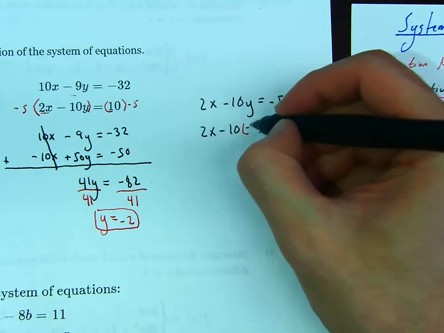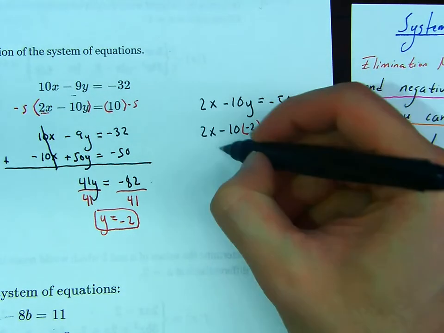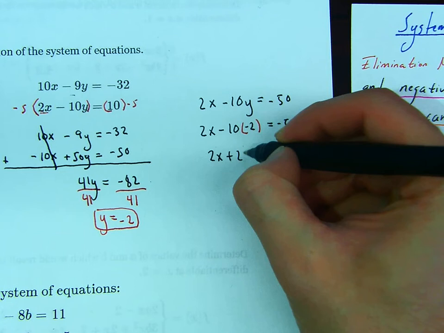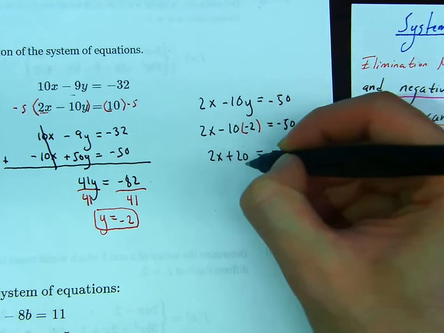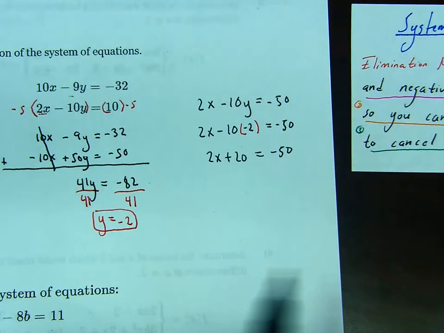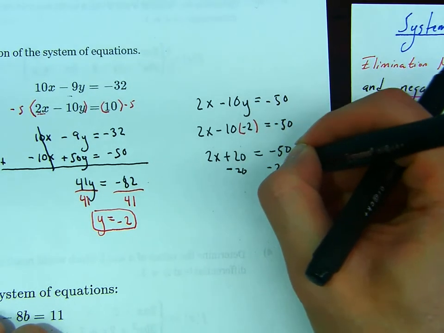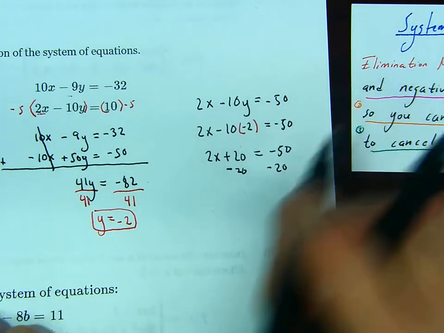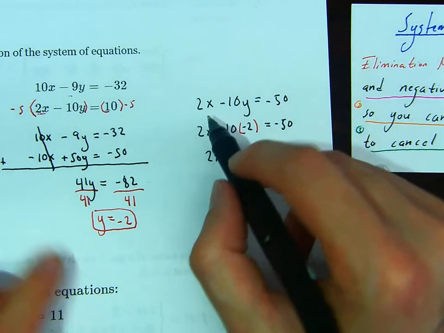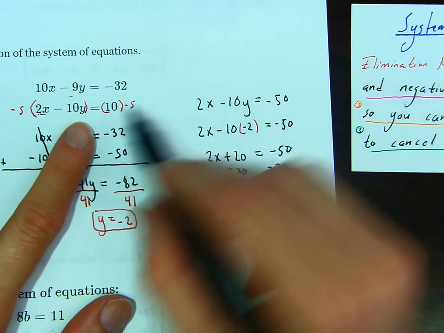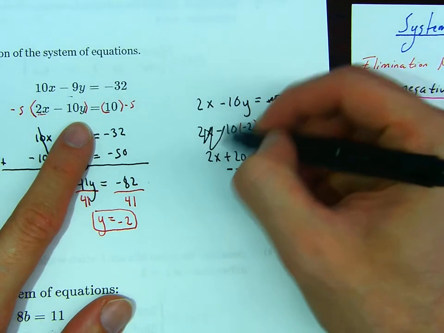This is negative 2 equals negative 50. So then I have 2x plus 20 equals negative 50. And then how do I continue? Minus 20, minus 20. Oh, whoops, pause, I messed up. Because the original equation is 2x minus 10y equals 10, my bad. Oh, sorry, I gotta do this over again.